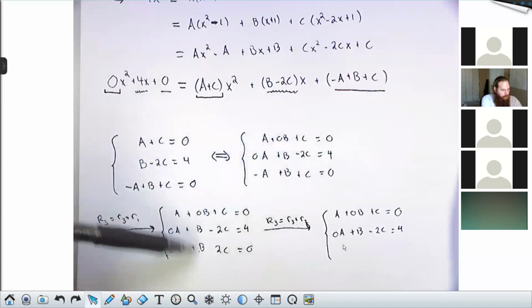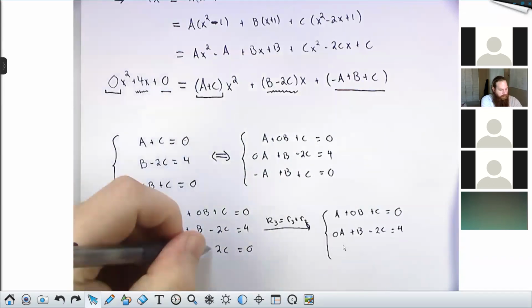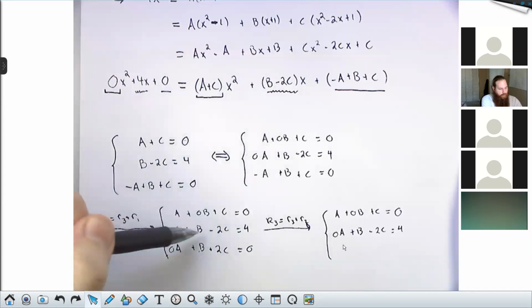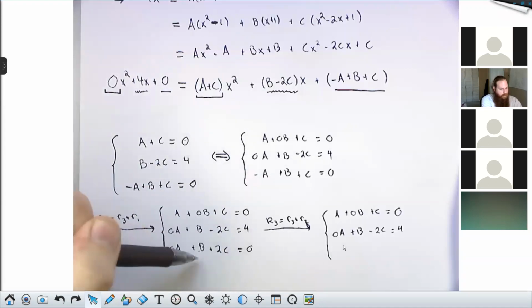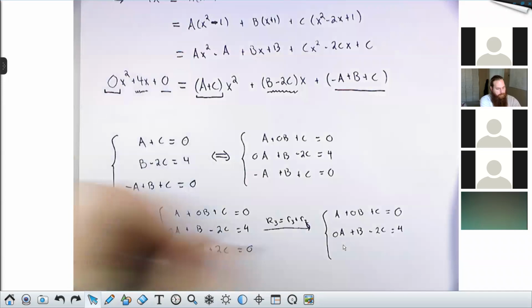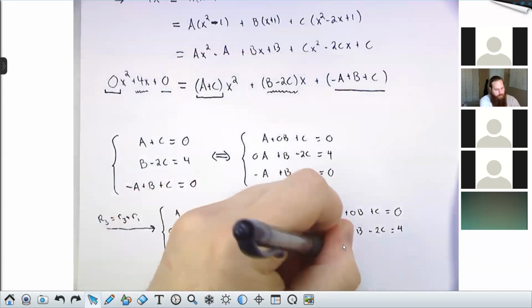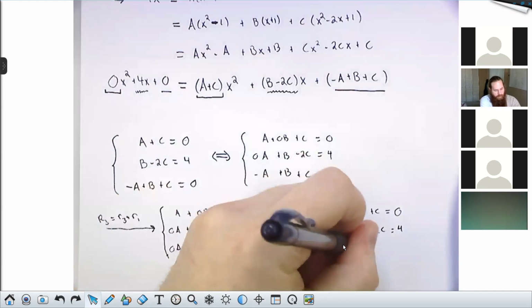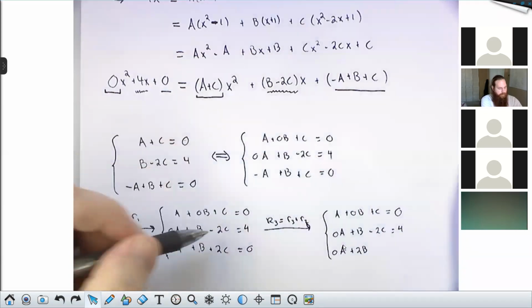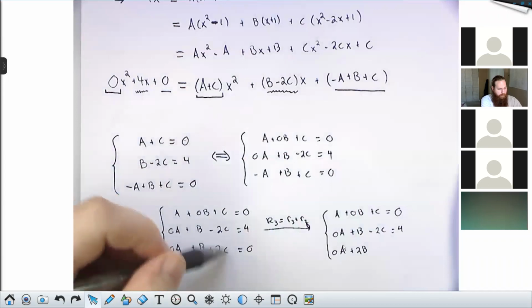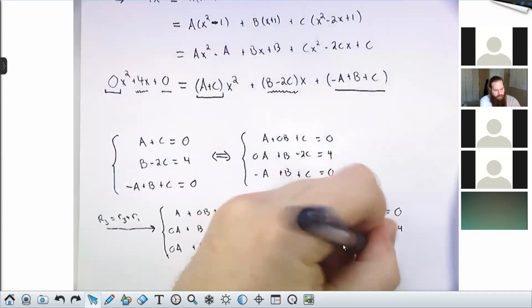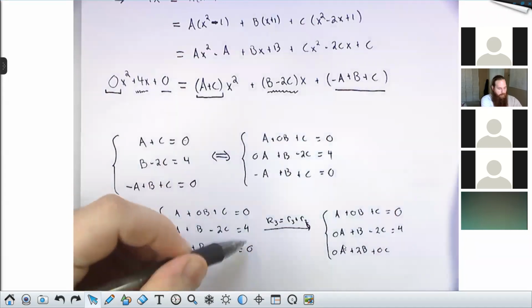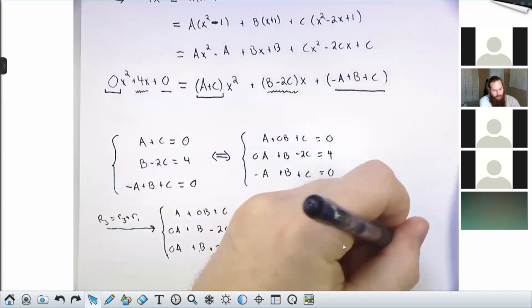Now I'm adding row 2 to row 3, and I'm doing that to eliminate the variable c there. So if I add this row to this row, first 0a plus 0a is 0a. b plus b is 2b. Negative 2c plus positive 2c is 0c. And 4 plus 0 is 4.